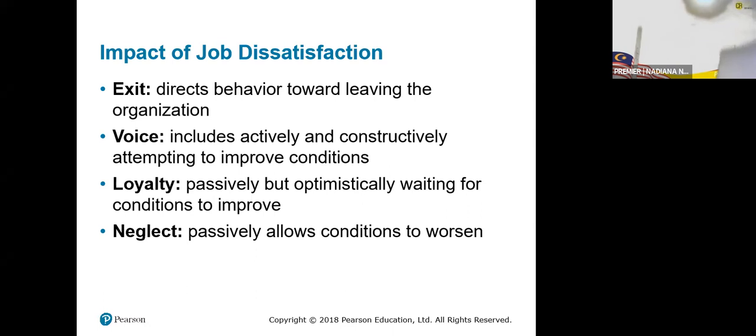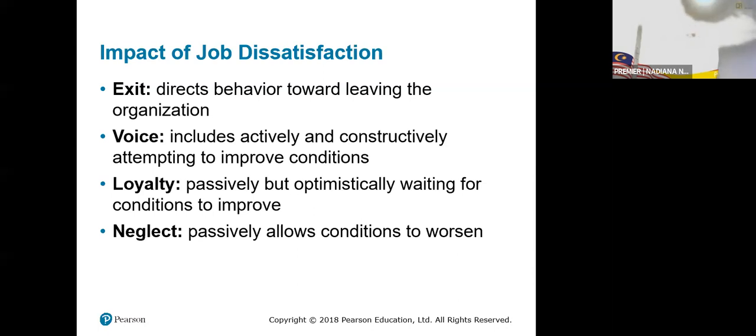Because of uncertainty in the economy, there is very little foreign direct investment, and many people are unemployed, they don't have employment. That's why they keep quiet, but are still working in the organization.